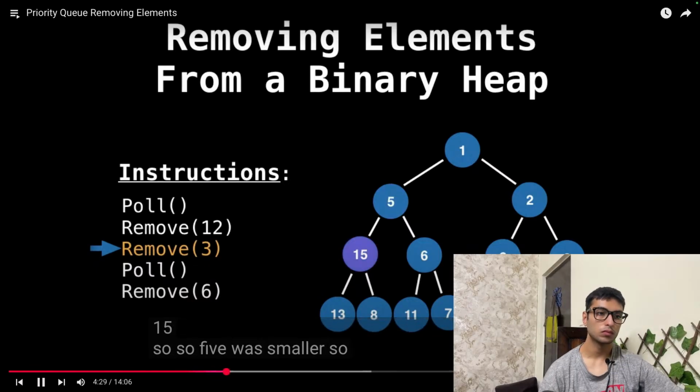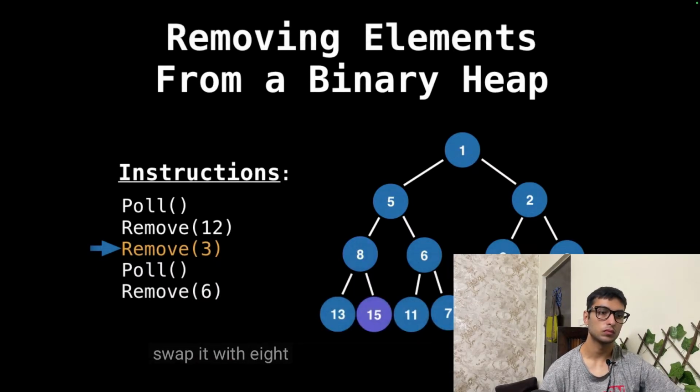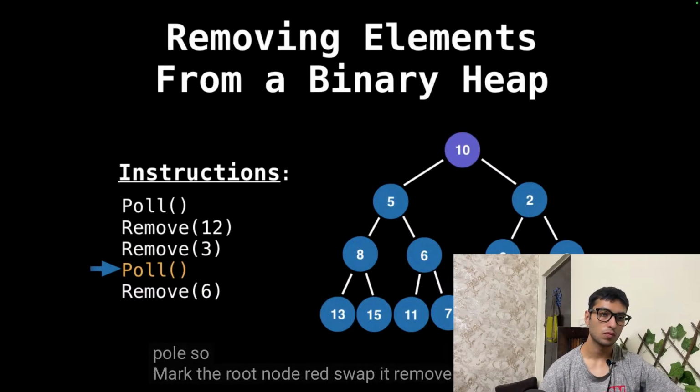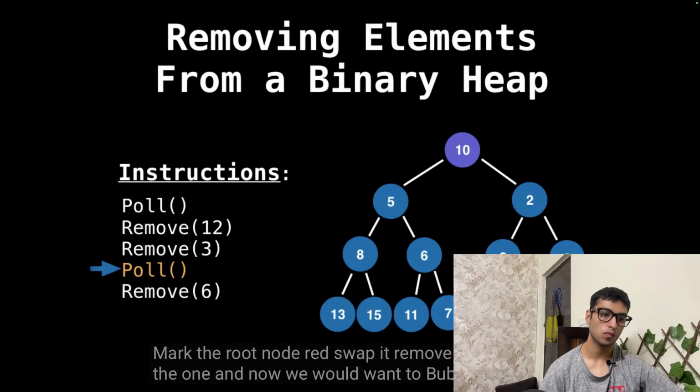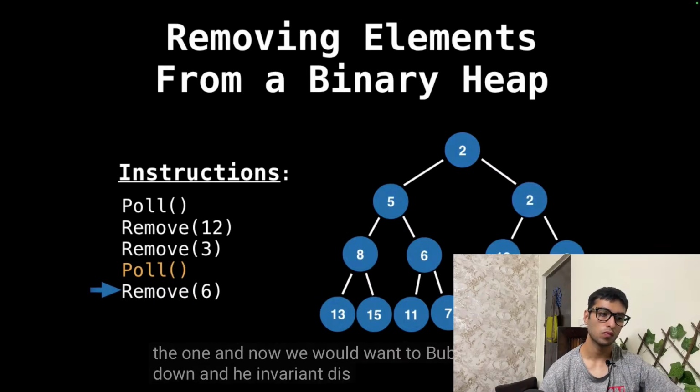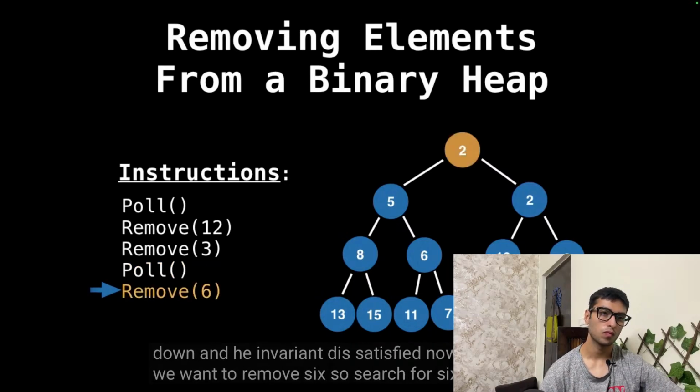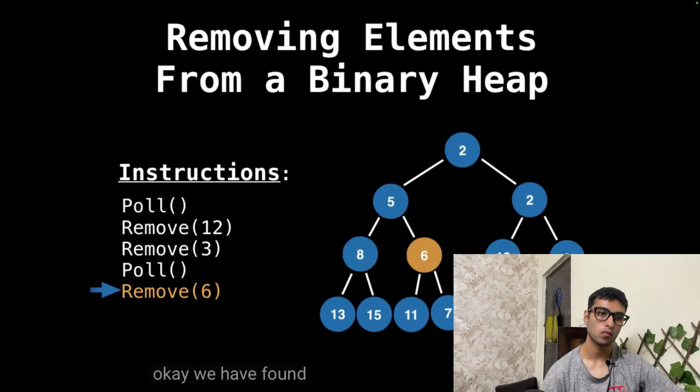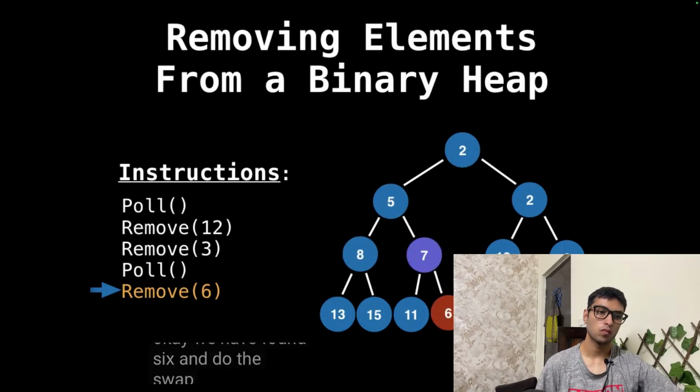So 5 was smaller, so we swapped it with 5. Now 8 is smaller, so we swapped it with 8. And again, the heap invariant is satisfied. Now we want to poll, so mark the root node red, swap it, remove the 1, and now we would want to bubble down, and the heap invariant is satisfied. Now we want to remove 6, so search for 6 in our tree. Okay, we have found 6, and do the swap, remove 6.